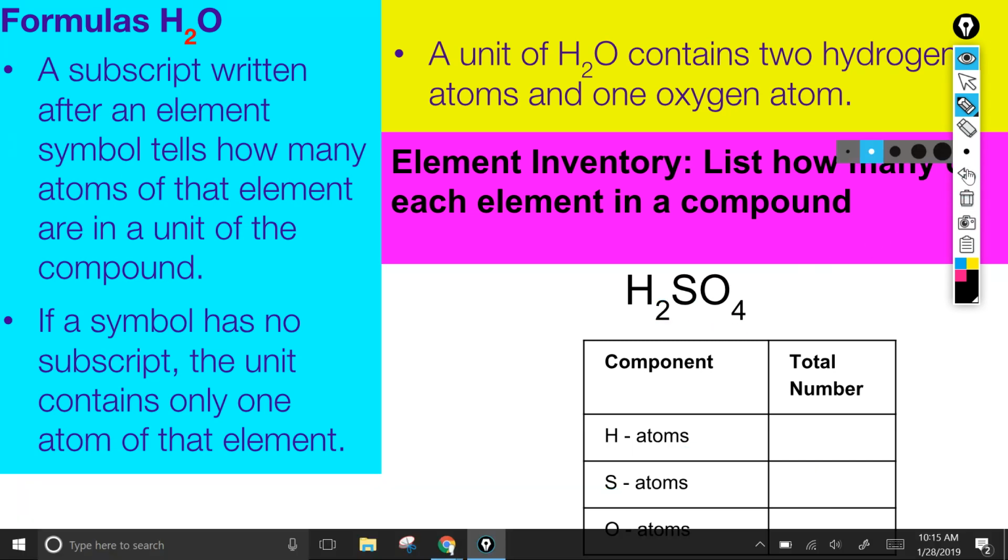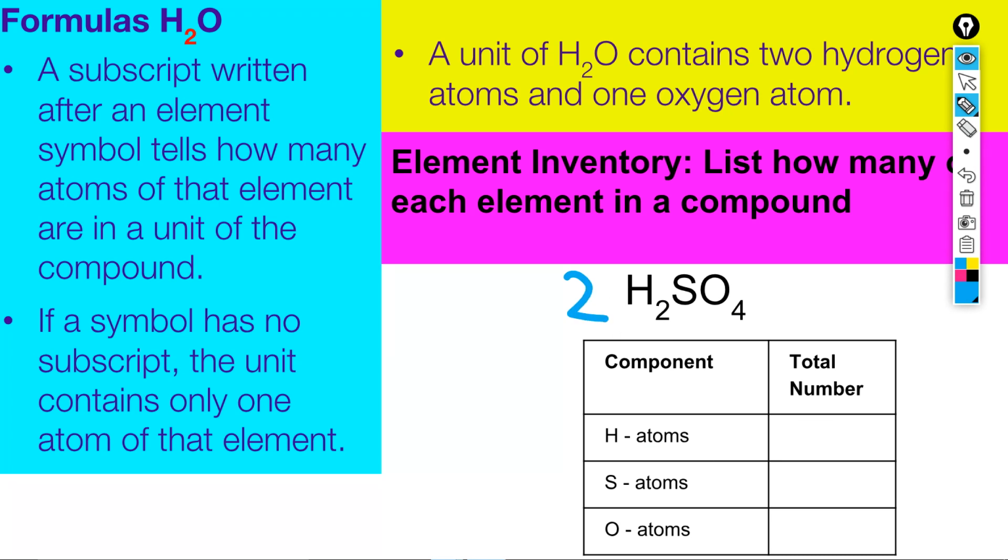We also have coefficients. A coefficient goes in front of the formula, and that means that you have 2 of everything after it. So if we had the formula 2 H2SO4, you'd have 2 times everything. So 2 times your 2 H's is 4. 2 times your 1 S is 2. 2 times your 4 O's is 8. So that would be the element inventory if there was a 2 in front of it.